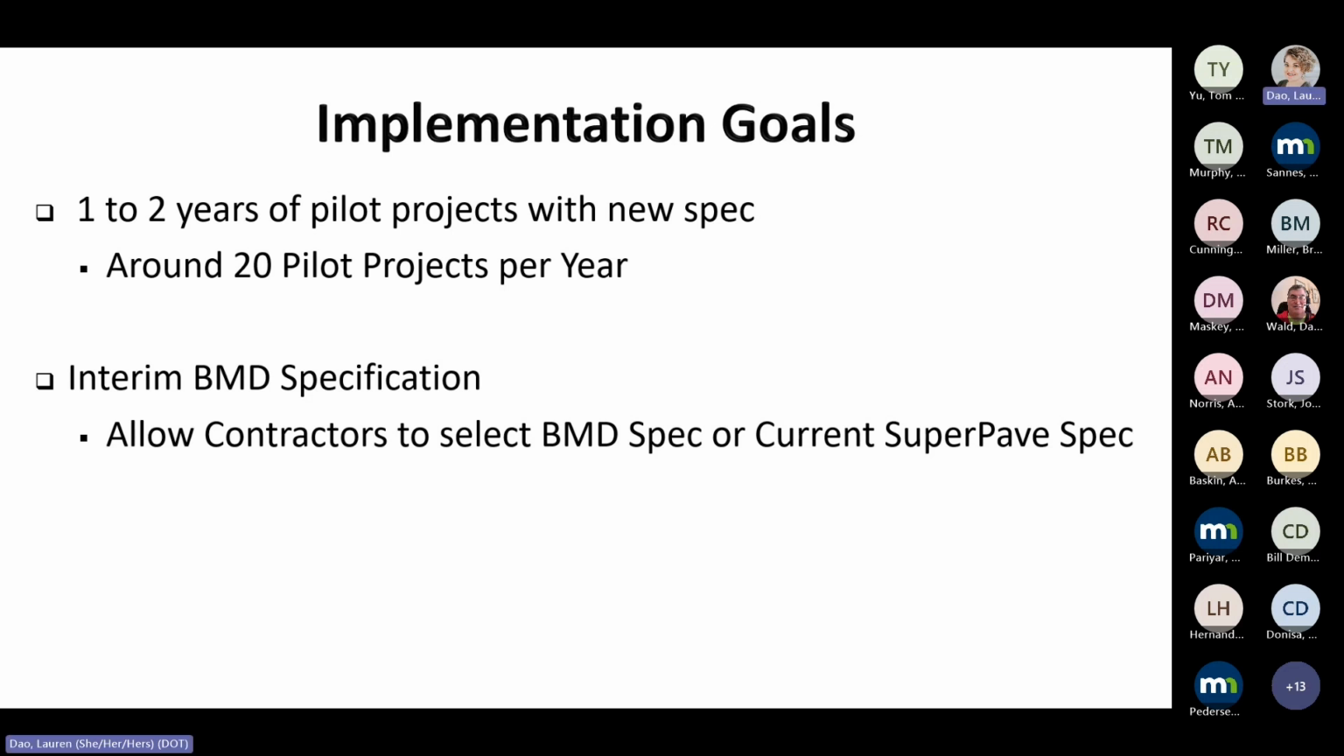requiring this as a JSP. Hopefully after a couple of years of doing this, we'll feel comfortable enough to implement it full scale. We have pretty high hopes that we'll be able to get a good feel after a couple of years of pilot projects, make some corrections, and then implement it full scale.